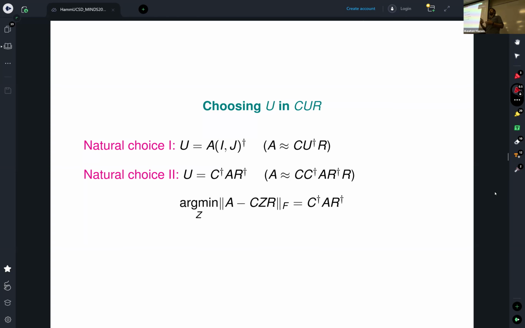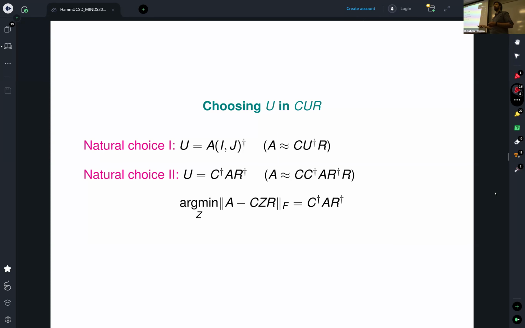I project the rows onto the row space of the rows that I chose in R. And again, if I did a good job, then that's going to be exact or a very good approximation. And the other is you can prove that in the Frobenius norm, this is the minimizer for fixed C and fixed R of the Frobenius norm of this difference. Okay, so those are two reasons why this is very natural to consider.